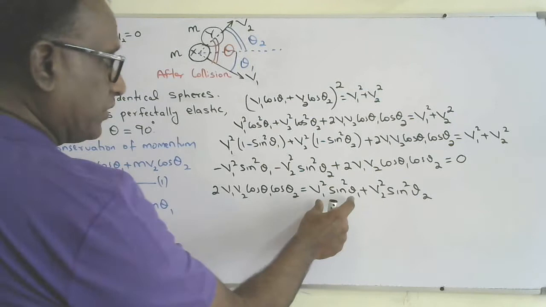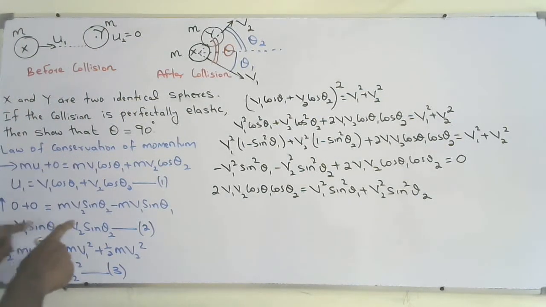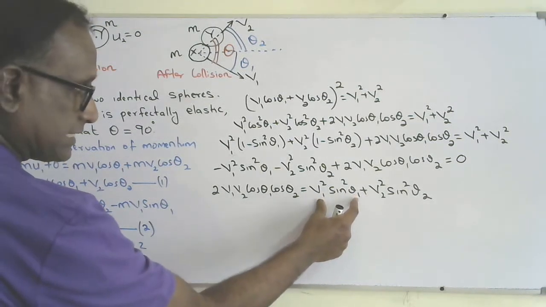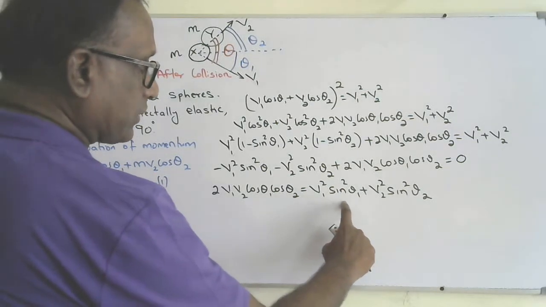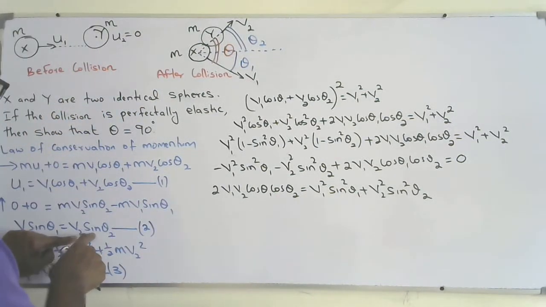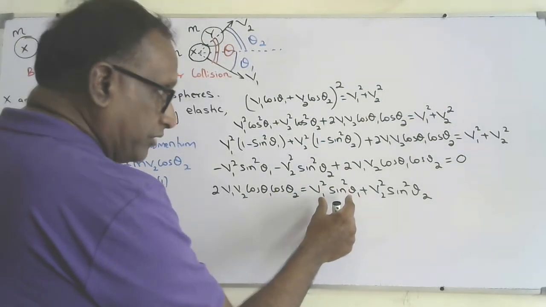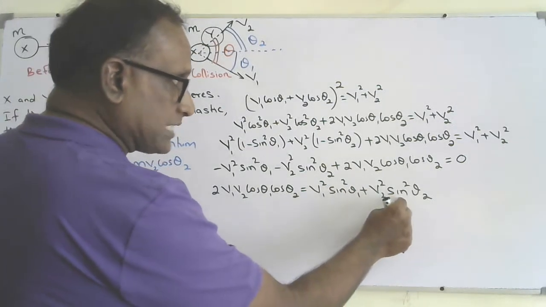So instead of this V1 squared sine squared theta 1, I can substitute V2 squared sine squared theta 2. I can replace this one. V1 sine theta 1 equal V2 sine theta 2, so if I square this, V1 squared sine squared theta 1 equal V2 squared sine squared theta 2. So if I substitute that one, it will become V2 squared sine squared theta 2 plus V2 squared sine squared theta 2.